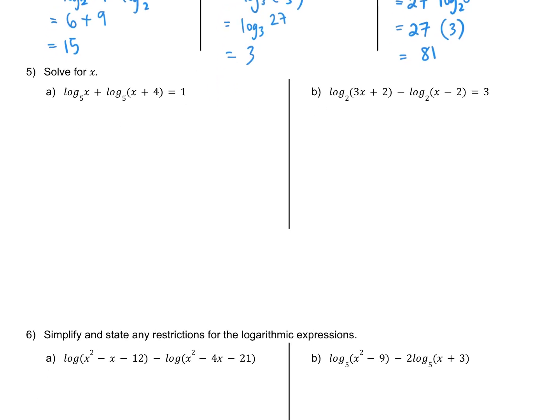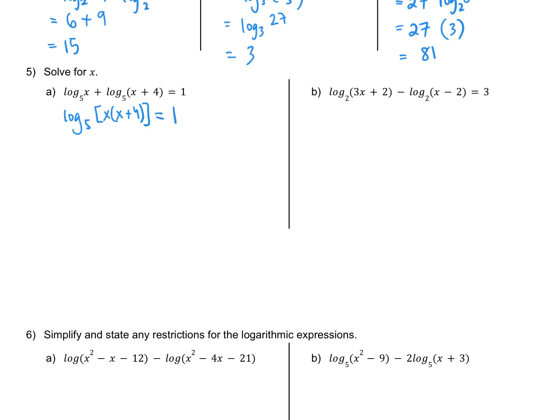Now, let's use those laws to help us solve logarithmic equations. So I have log x base 5 plus log of x plus 4 base 5 is equal to 1. These are both base 5s, and it's addition, so I can convert this into a single log expression by multiplying x and x plus 4. So I've united those logs. And once I do that, I have a single log is equal to 1.